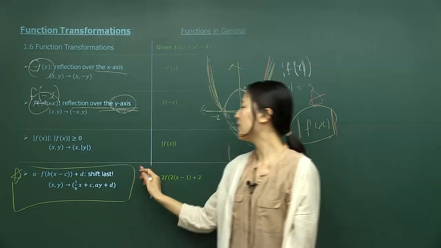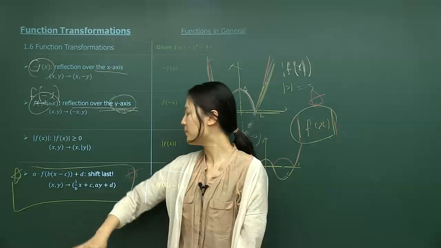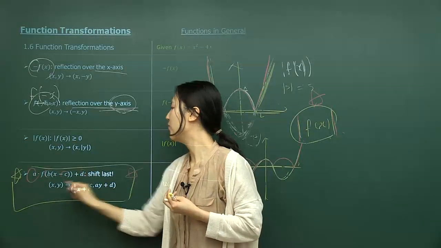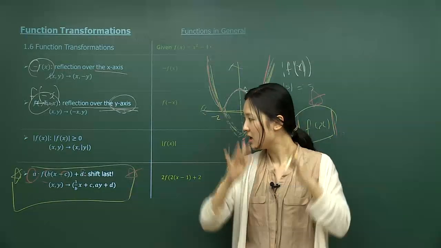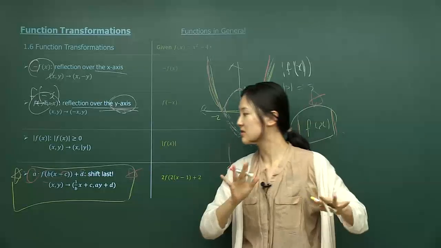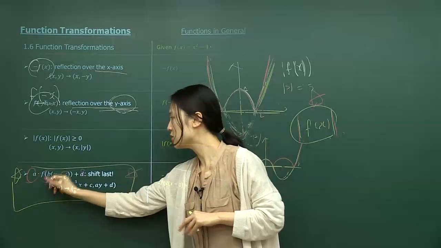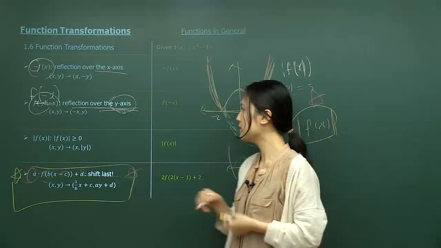Okay, now, for the last part, this is the part when everything's mixed up from the previous page. A, B, C, D. For A and B, it causes what? Stretch or shrink. For C and D, they just slide the graph around. What do we do first? We stretch or shrink first, then we shift last. Just don't forget the rule and you will be fine.